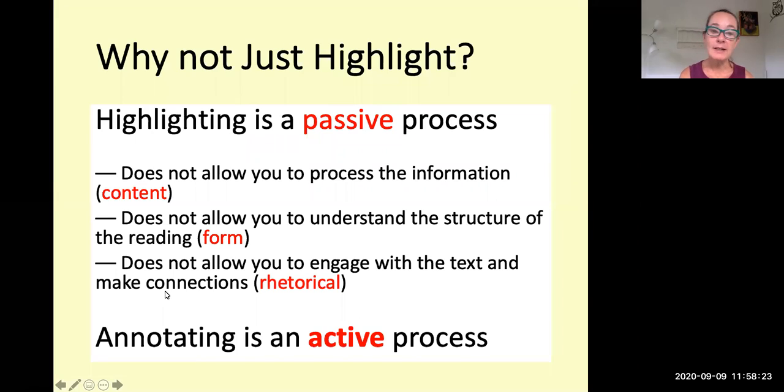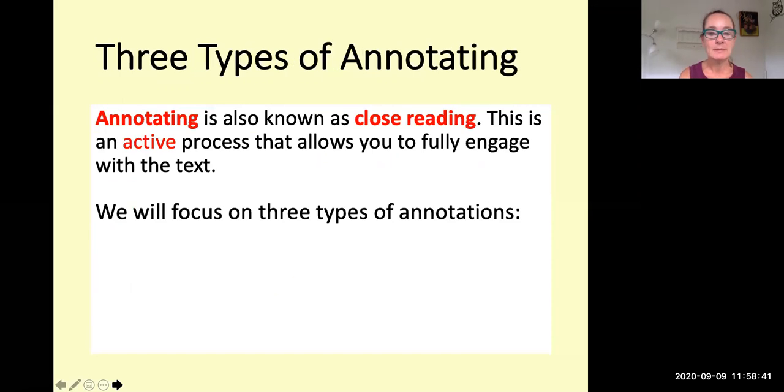Why not just highlight? Highlighting is a passive process. It does not allow you to process information or content, does not allow you to understand the structure of the reading, form, and does not allow you to engage with the text and make connections, rhetorical. Annotating is an active process.